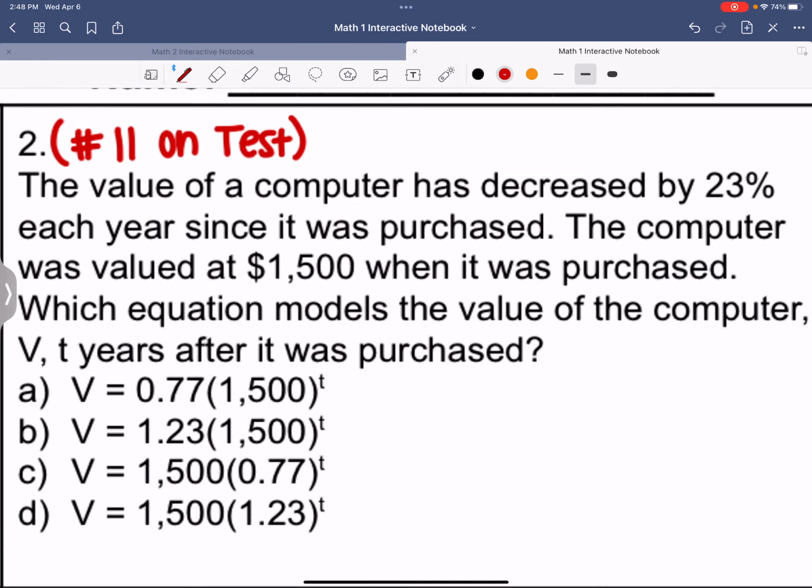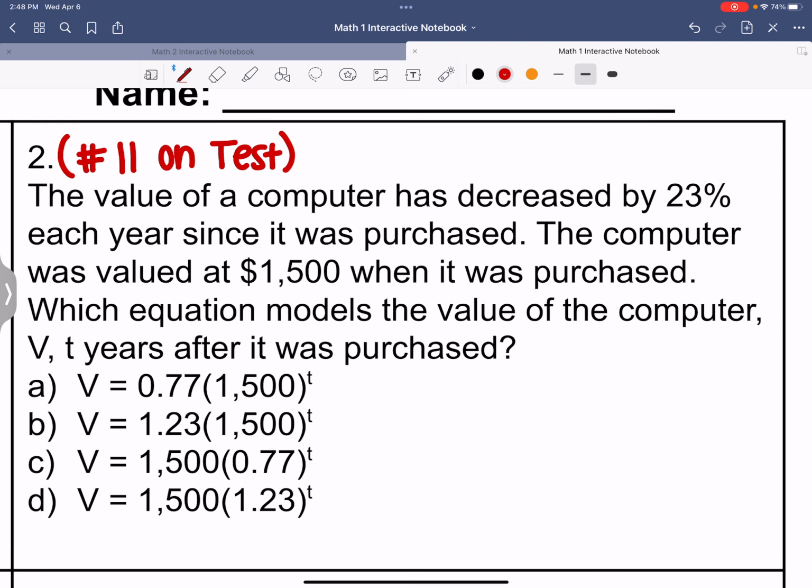The next one is number 11, was very commonly missed. Okay, even if you didn't know how to do this problem, there are a couple of things that you could have used to help get you on the right track. On the test, it said that there was a car purchased and it was depreciating. So anytime you see that decrease or depreciate or decay, that means that your base has to be less than 1.